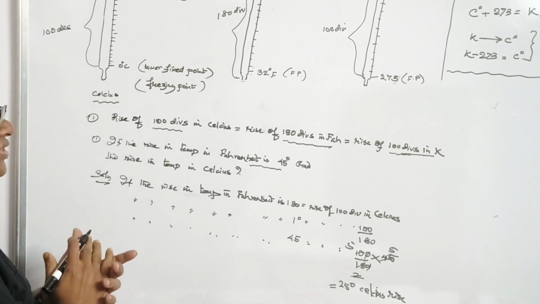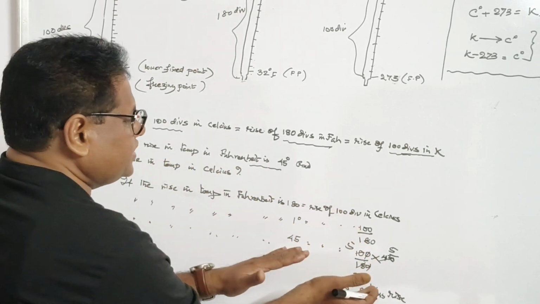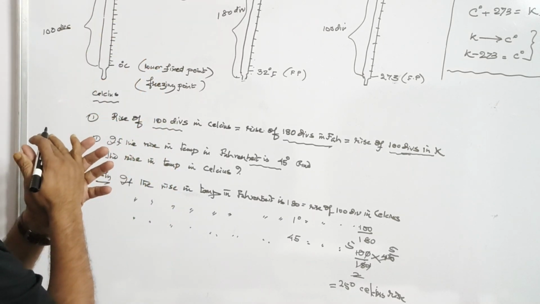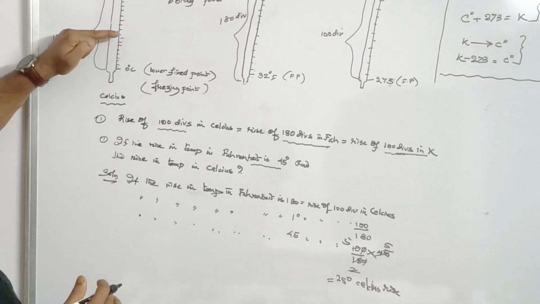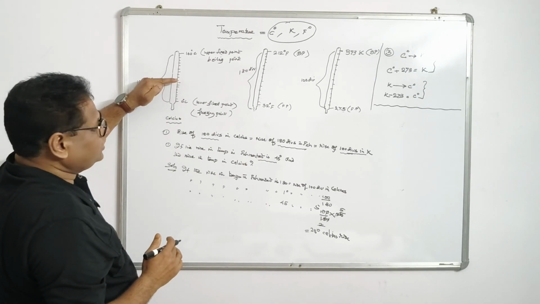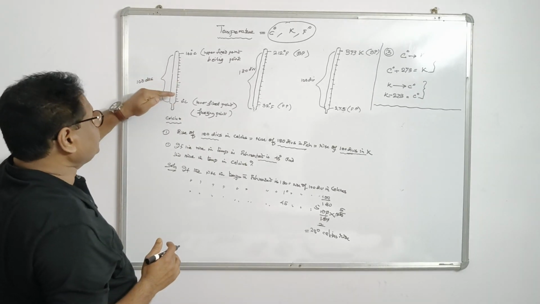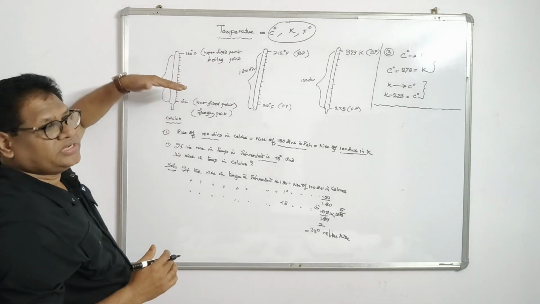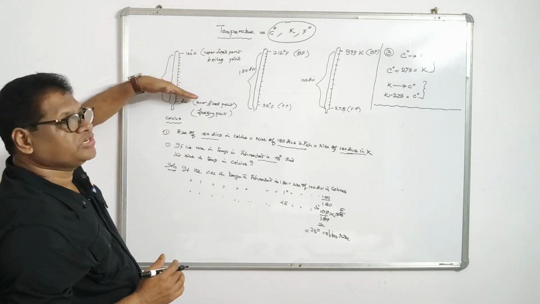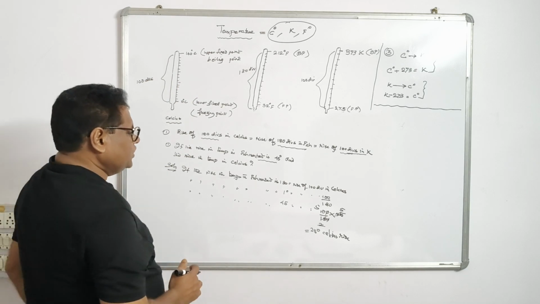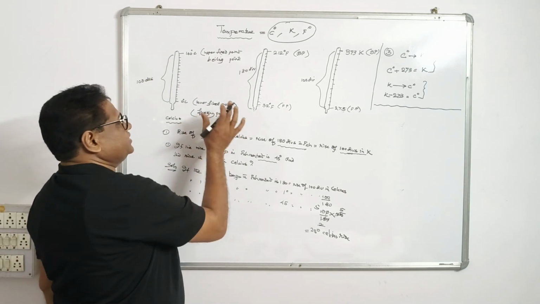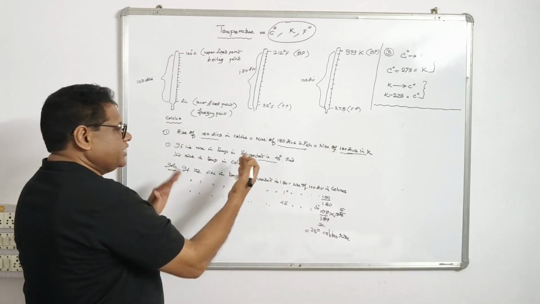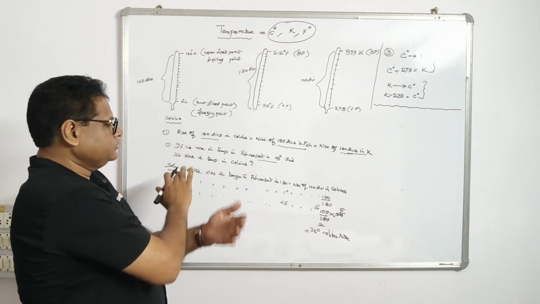Now suppose the question says the rise in Celsius is 25 degrees, that rise may be from 10 to 35, not exactly from 0 to 25. This is the rise. Rise means the difference between the final reading and initial reading, right? So if the rise in Celsius is given and you want to find the rise in Fahrenheit, then you can reverse the statement.